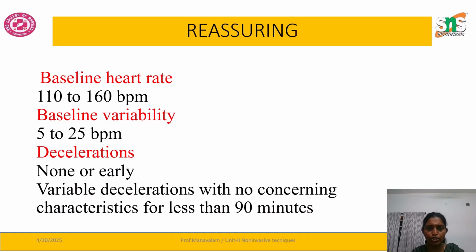Reassuring indicates a healthy fetus. The fetus must have a baseline fetal heart rate between 110 to 160 beats per minute, and a baseline variability between 5 to 25 beats per minute. At the same time, sometimes the fetus may have acceleration or deceleration, which is okay. Minimal deceleration or early deceleration is acceptable. Variable deceleration is not at all acceptable under the reassuring category.